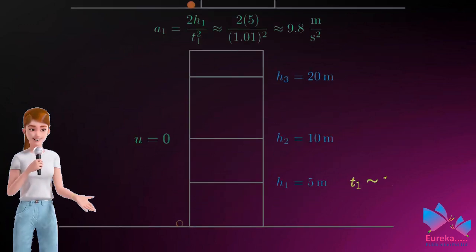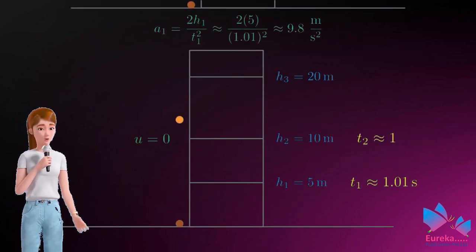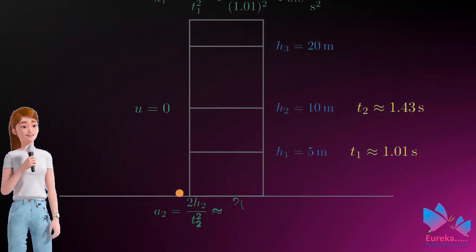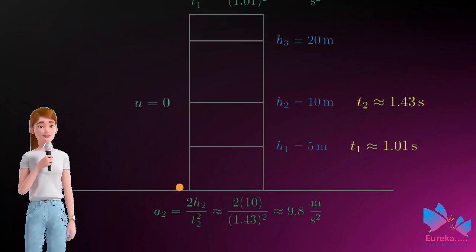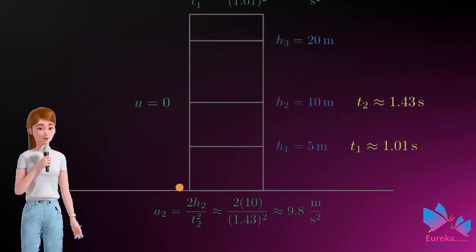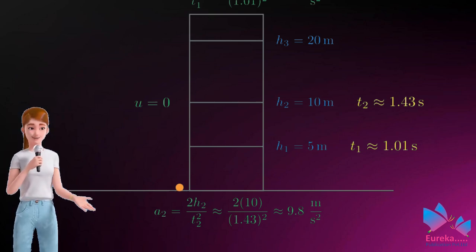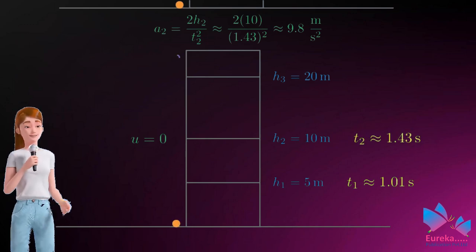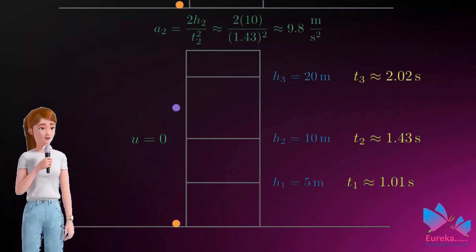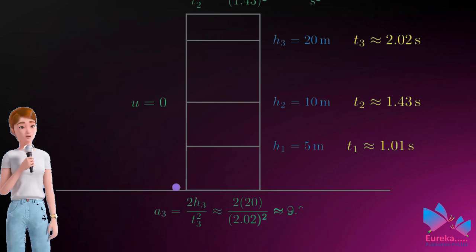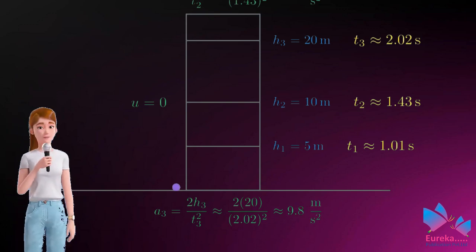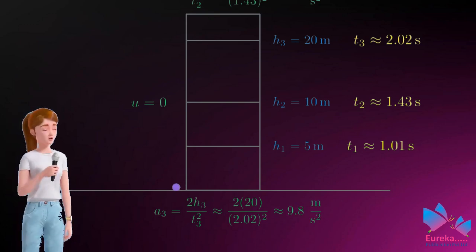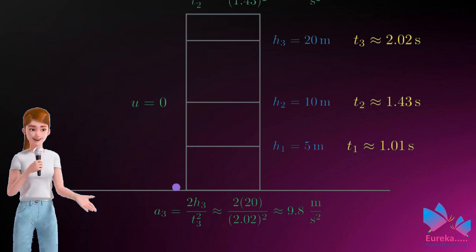Trial 2. Height h2 equals 10 meters. The measured time is about 1.43 seconds. Again, a equals 2h over t squared gives about 9.8 meters per second squared. Trial 3. Height h3 equals 20 meters. The measured time is about 2.02 seconds. Computing a equals 2h over t squared, we again get about 9.8 meters per second squared.